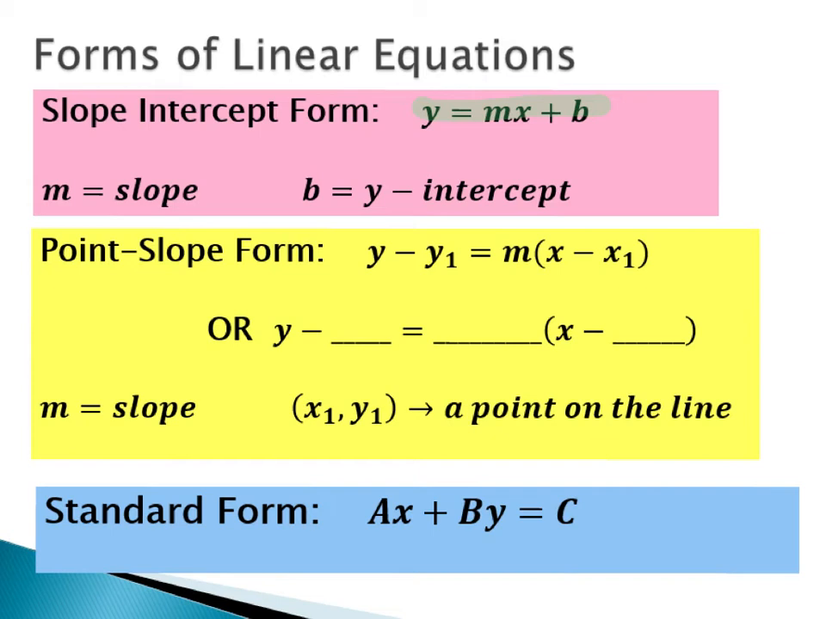Next, we have point-slope form, which we can write formally as y minus y1 equals m times x minus x1, or we can write with our blanks. So it's y minus the blank equals the blank times x minus the blank, where m is the slope and (x1, y1) is a point on the line. Standard form is ax plus by is equal to c.